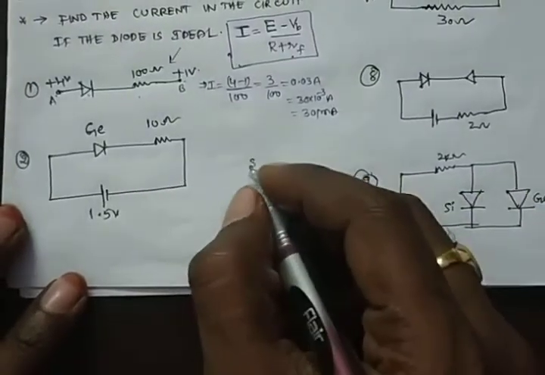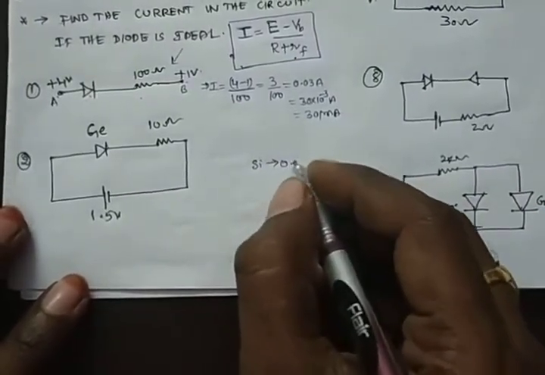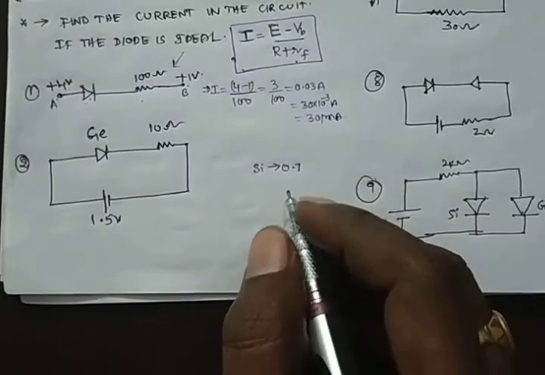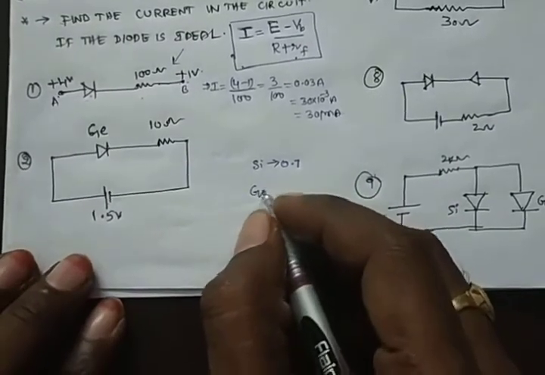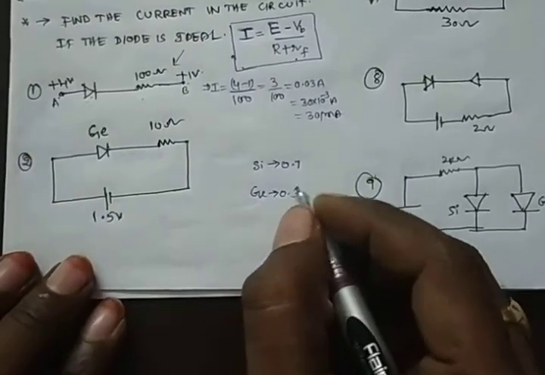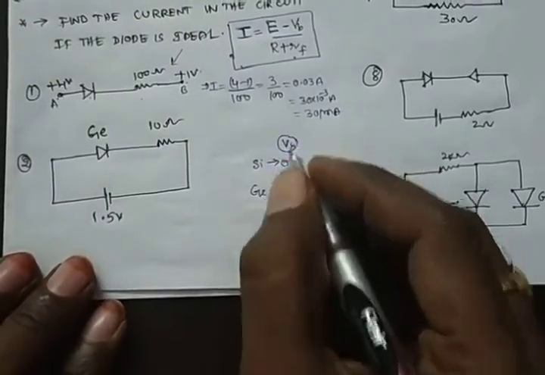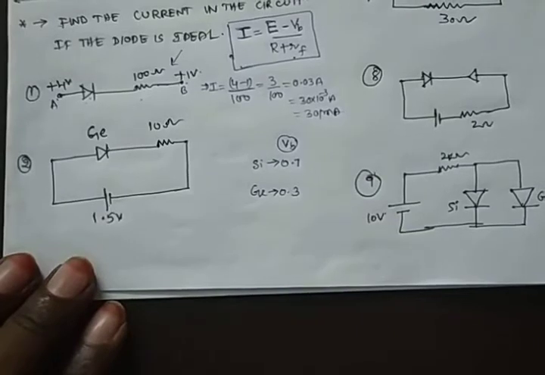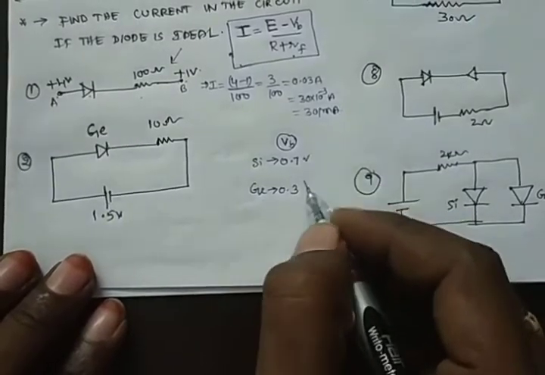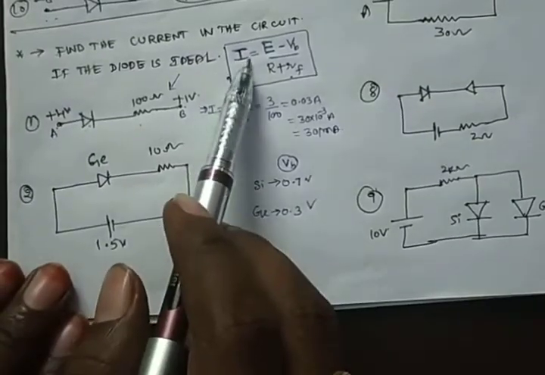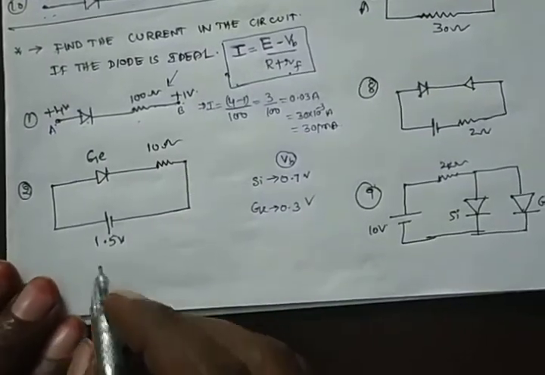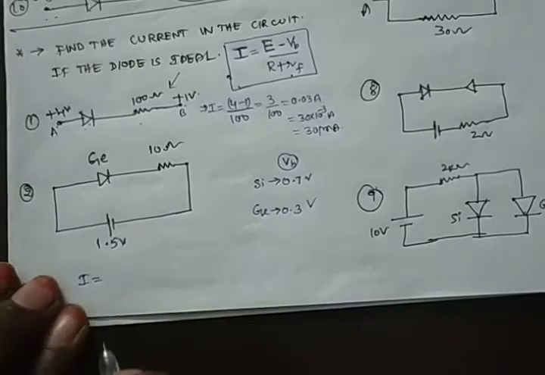So for silicon, the potential is 0.7. Okay. For germanium, the potential, this is called what? Barrier potential. You can take this value. Okay. Now use this formula here. Then you can write I equal to how much?